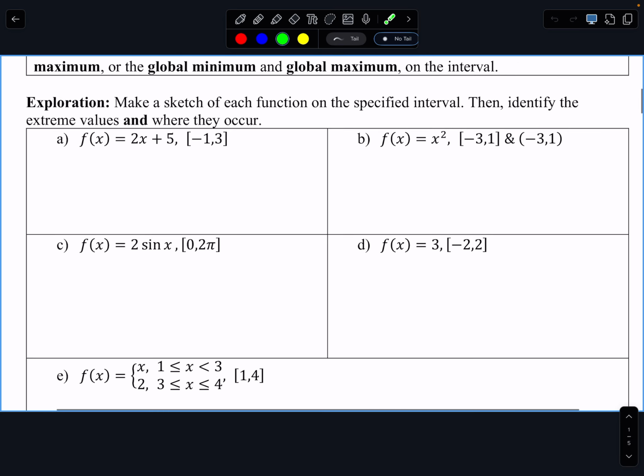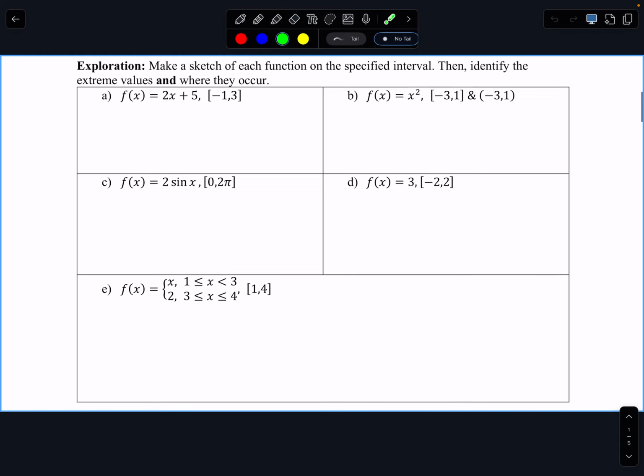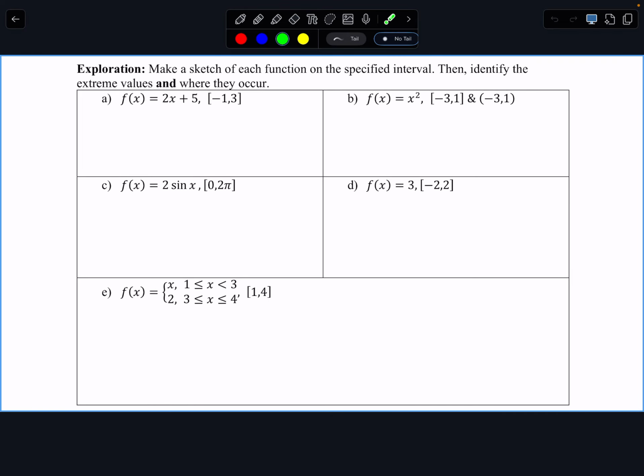So let's do a little exploration, and you can do this with somebody next to you if you'd like. It seems like maybe Billy's already started this, but why don't you go through and sketch each of these graphs on the given interval, and then identify the extreme values and where they occur. The extreme value would be the function value, the absolute maximum or absolute minimum, and then the ordered pair that describes the point would describe the location. So sketch each of those functions. I'm going to kind of work through them too.